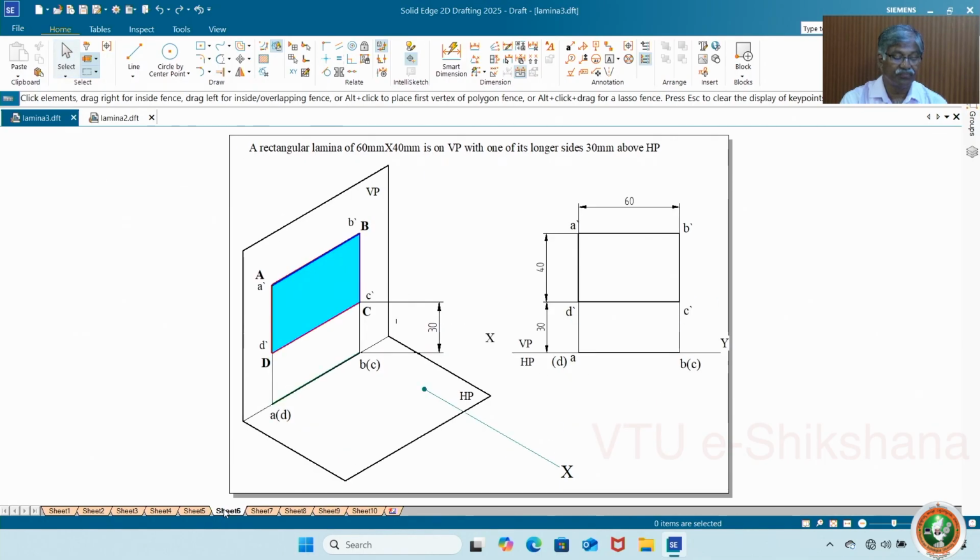Okay, now the lamina is, instead of in front of VP, the total lamina is on VP. That itself is true shape, and also the front view. So I have coincided A dash with A, B dash with B, because since it is on VP, that itself is top view. Assume that you remove the actual plane, you will get the same impression because it's on VP. Even if it is in front of you, you will get the same thing, true shape. Then you look from top, because it is on VP, the projection, that is top view, will be on the XY line, because zero distance from VP. So this is front view, this is top view.